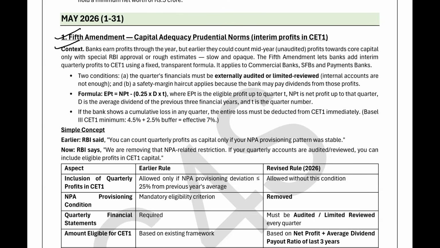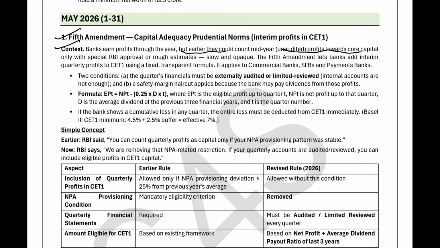So that's why RBI always comes with the capital adequacy norms. You will hear this every time in the news and in the circular. Context: banks earn profit through the year, but earlier what was happening? They could not count mid-year unaudited profits towards core capital, only with special RBI approvals or rough estimates, slow and opaque.